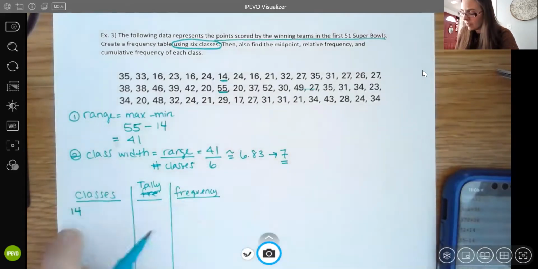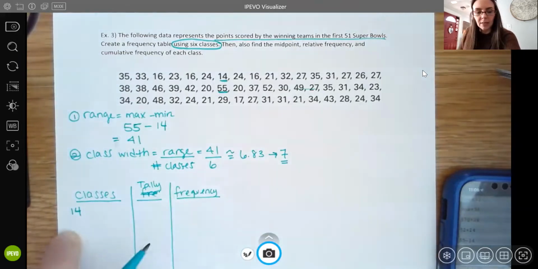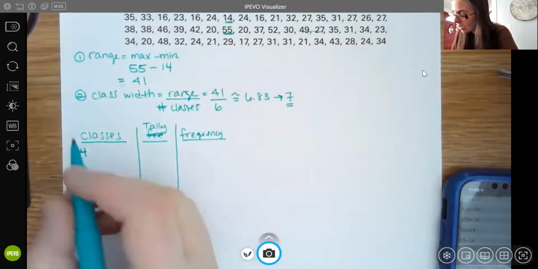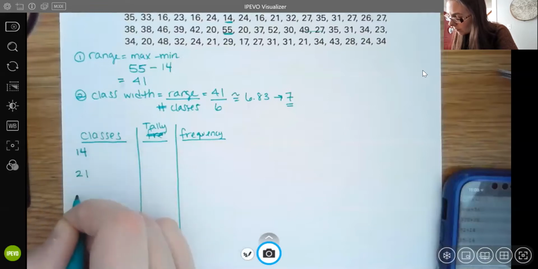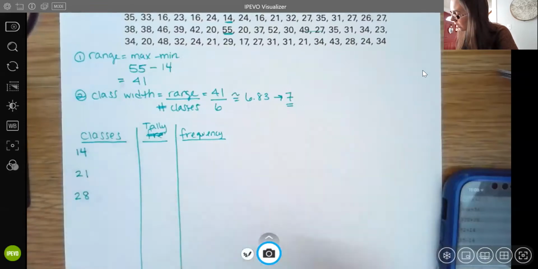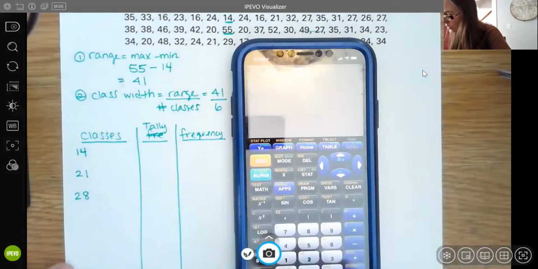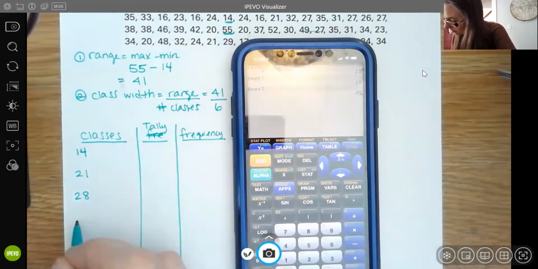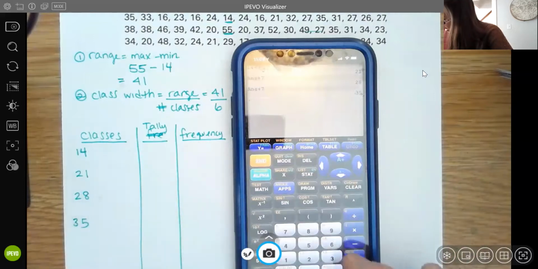And my class width is 7. So to find my other lower class limits, I'm going to add 7 each time. So I have 21, 28. Now, again, if you're having trouble doing this, just do it in calculator. So I take the 14, I add 7. Oops, that's not 7. 14 plus 7. And then I add 7 again. Then I add 7 again. And I just keep adding 7 until I get the number of classes that I want.